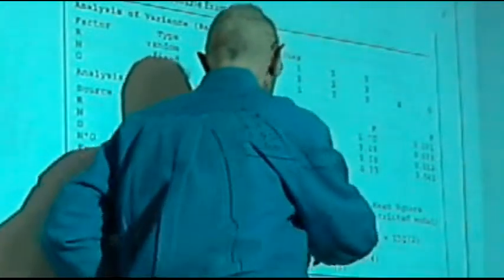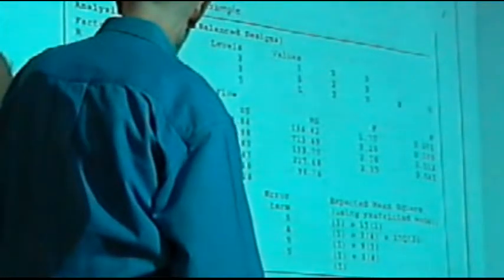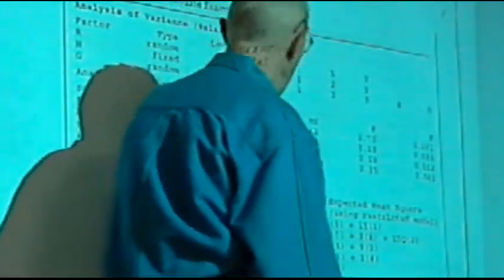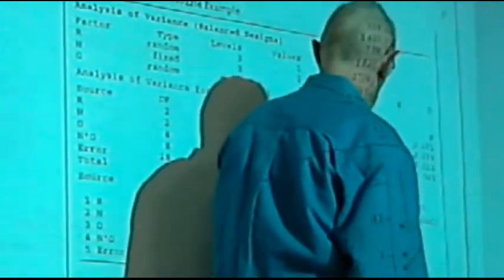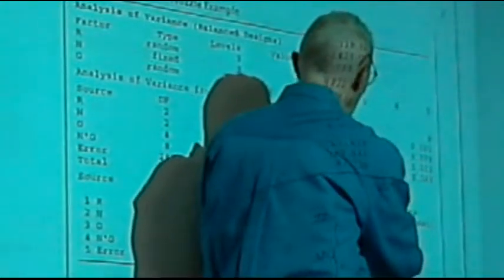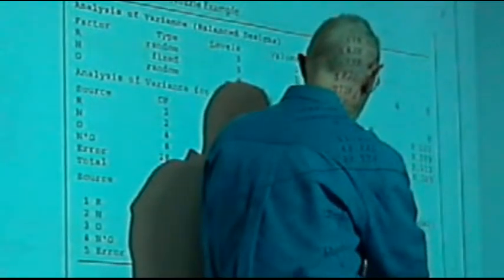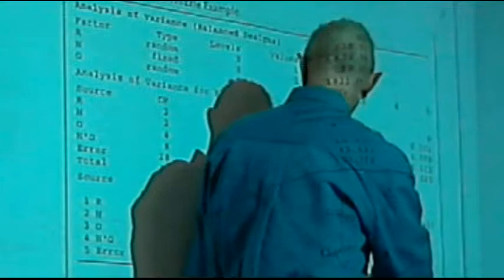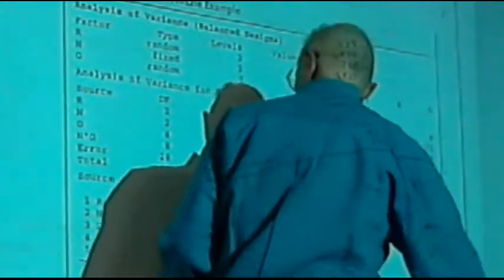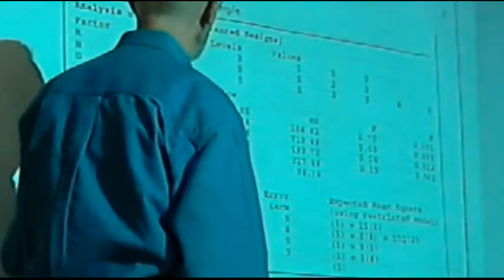Now when we come to the next one, something different happens. When we come to N, it is right here. Under the hypothesis, this is 0. So what's left is that, and I estimated this here, which is the NO interaction. So the proper denominator for N is the NO interaction.